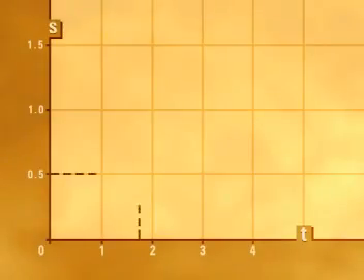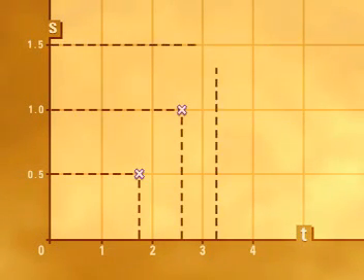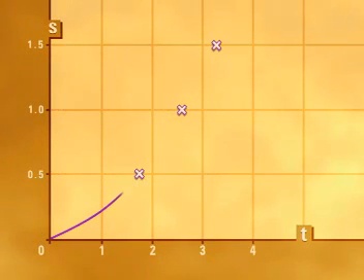Plotting a graph of distance against time produces a curve. The vehicle is taking less time to travel each half metre. Its speed is increasing.